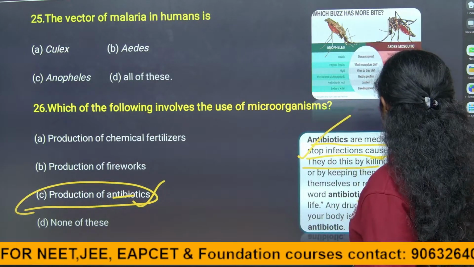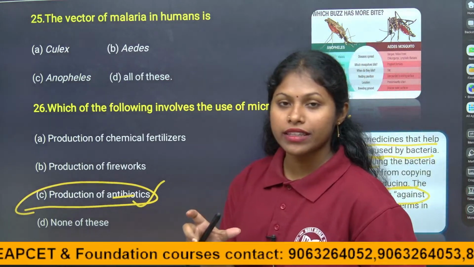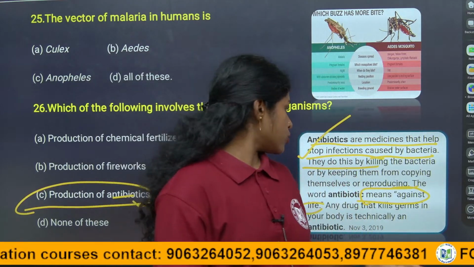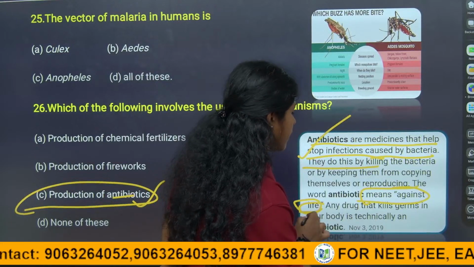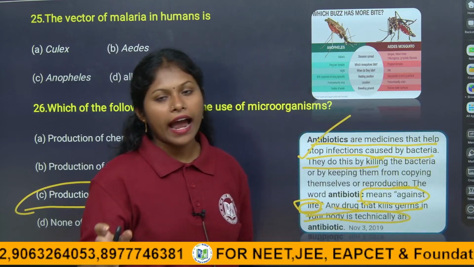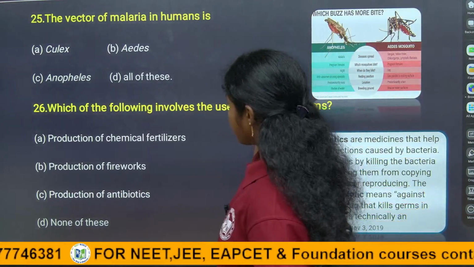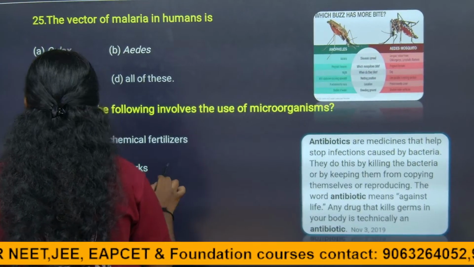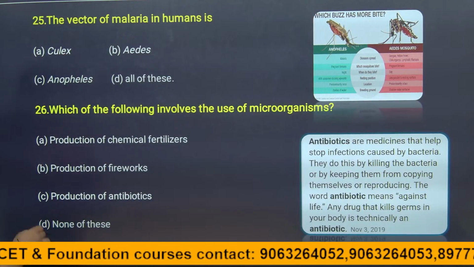The word "anti" means against. What does the word antibiotics mean, children? They fight against the bacteria. That is why they are given the word antibiotics, meaning against life. Any drug that kills germs in our body is technically considered an antibiotic. So, the answer for this is production of antibiotics. What are the antibiotics, children? Penicillin and streptomycin are examples of antibiotics.